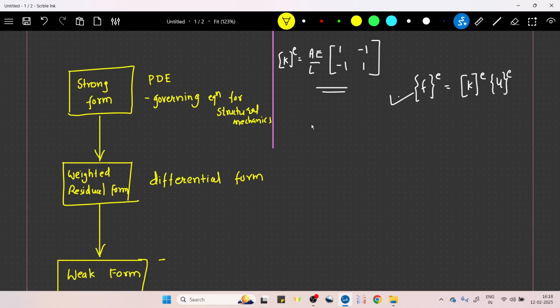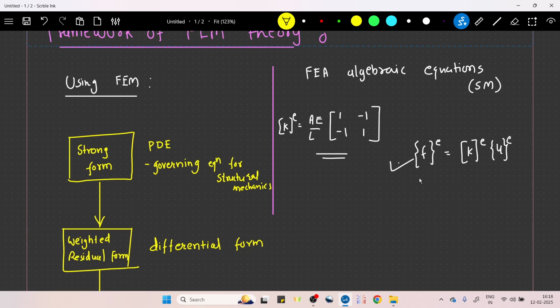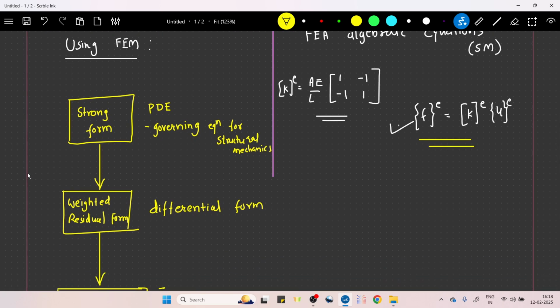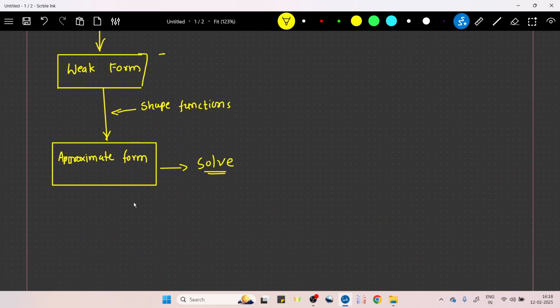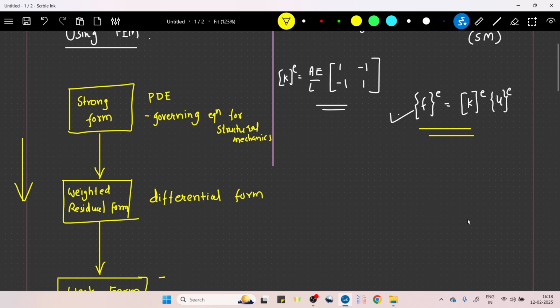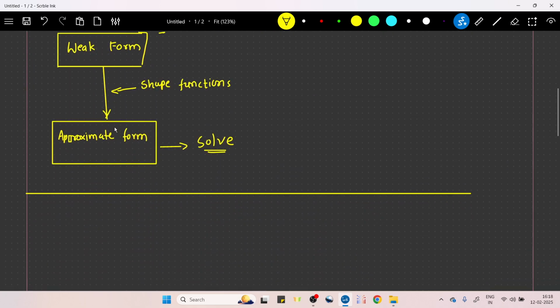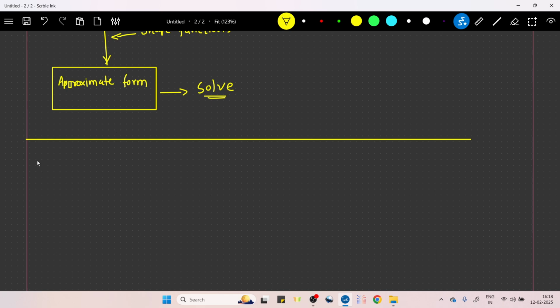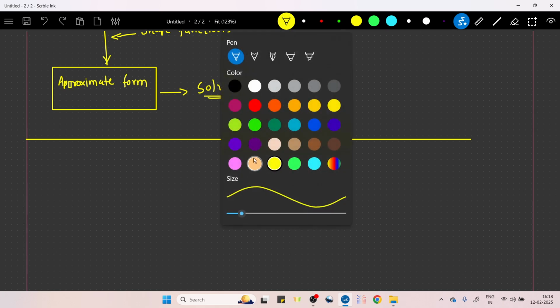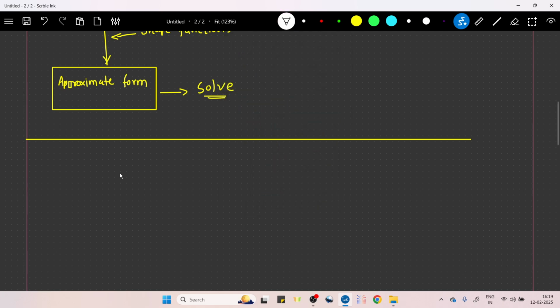So in order to get these equations using FEM, we need to follow all this process. We'll see this in detail one by one. So let's start with the strong form. In this particular video I'm just going to derive the strong form, and then we will stop. We'll continue from the next lecture. So, strong form.